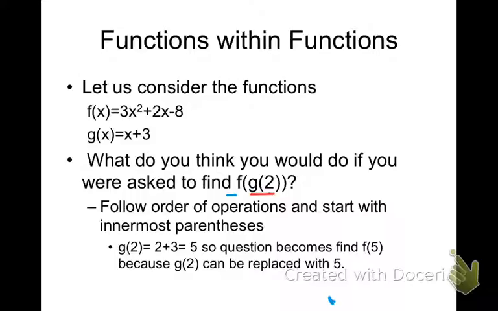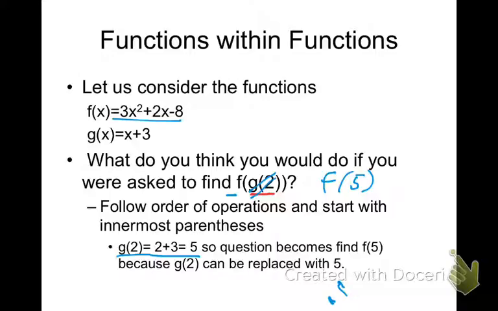I can find a number for g of 2. g of 2 is 5. So I replace this g of 2 with a 5 because that's what it's equivalent to. So I am now finding f of 5. Now I can put that into function f and find f of 5.